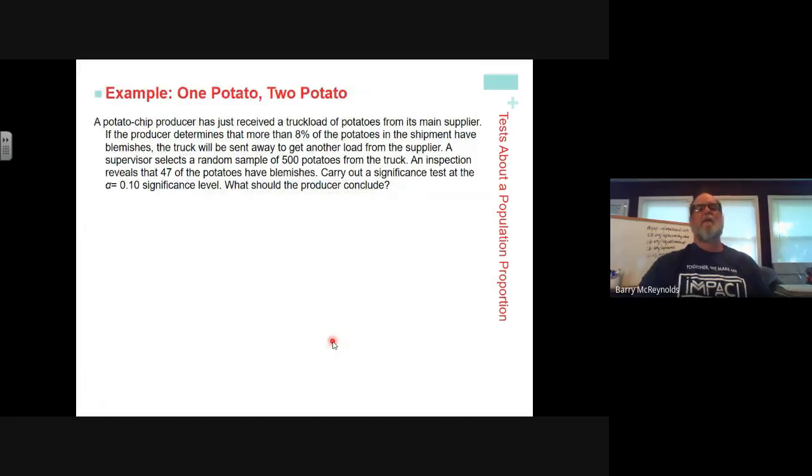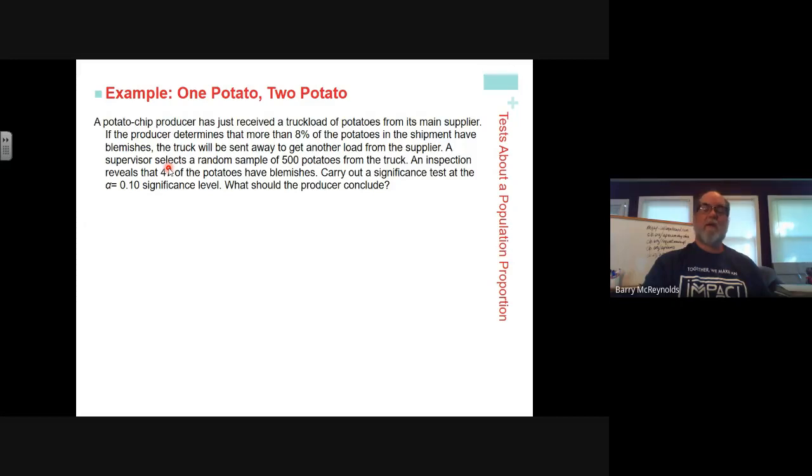Yeah. So you remember our potato chip manufacturer. He wants a truckload of potatoes to have fewer than 8% with defects, and so he collects a random sample of 500 potatoes from the truck, and he found that of those 500, 47 of them have blemishes. So we want to carry out the significance test at the 10% significance level. So what do we conclude?